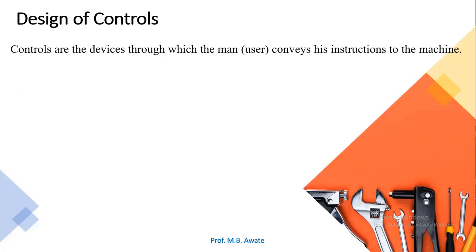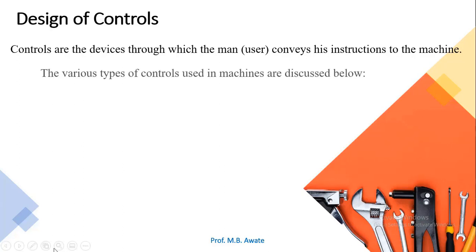So controls are the devices through which a man or a user conveys his instructions to the machine. There are various types of controls which are used in the machines.